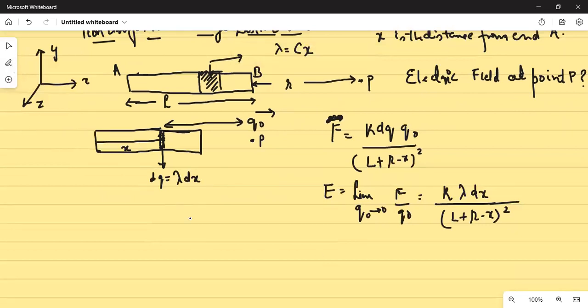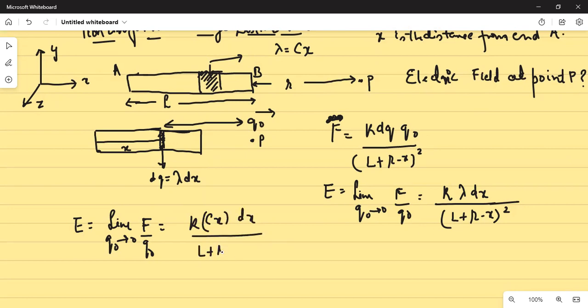So if this is the case, then electric field E is given by limit Q naught tends to 0, this is F divided by Q naught. And then this will be, I think, K, and then Cx dx divided by (L plus R minus x) whole square. The problem got a little complicated, but no matter. Is that clear to you?